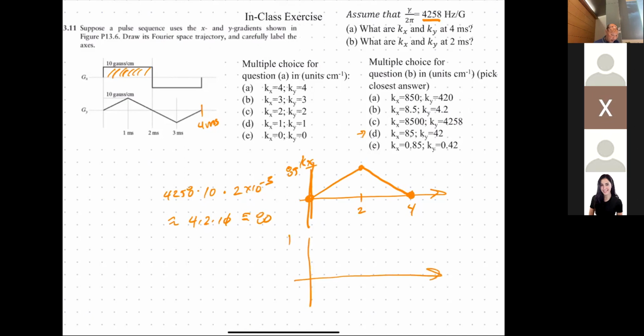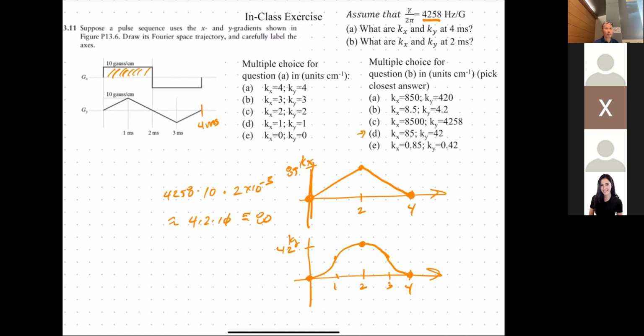Let's look at ky. So 2 and 4. Once again, we start at 0 and we end at 0. And in the middle, we get to 42, right? Okay, so we know we're there. What does it look like now? So we're at 1 and 3. We're integrating a line, so that's quadratic, right? And now we're doing this, so that's going to turn the slope this way. And so you're going to get something like this, right?